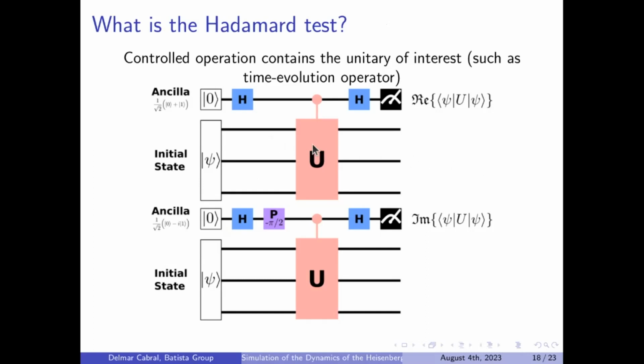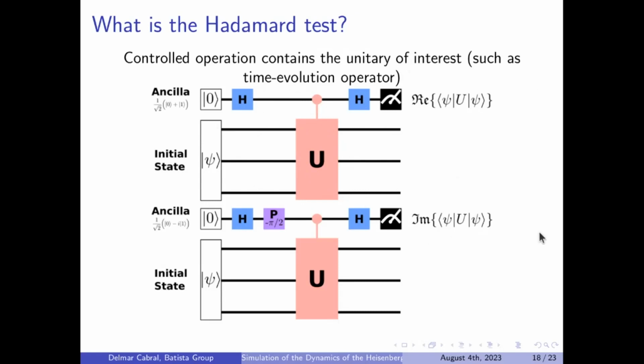In this case, we have a set of qubits associated with our initial state, to which we're going to apply our unitary operation, in this case our time evolution operator, conditionally to the state of our ancilla qubit, which has been prepared in a superposition state. If this state has the value 0, nothing is going to happen to the initial state qubits, but if it is 1, then we apply the unitary operation U, and then we undo the superposition on the ancilla and record, and this allows us to obtain the real component.